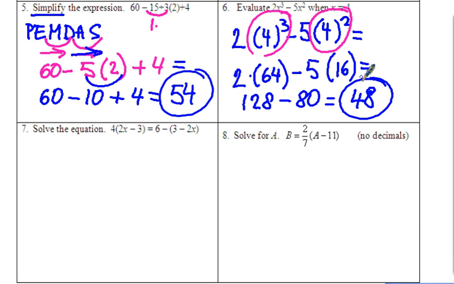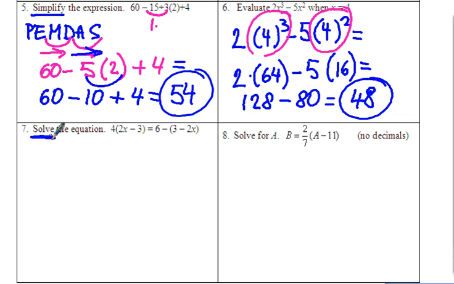Well done. Solve the equation. Do you see the keyword? Solve. This is an equation. We are not just simplifying. We are solving. So now we will be using all those distributive property and inverse property if we need to get rid of something.